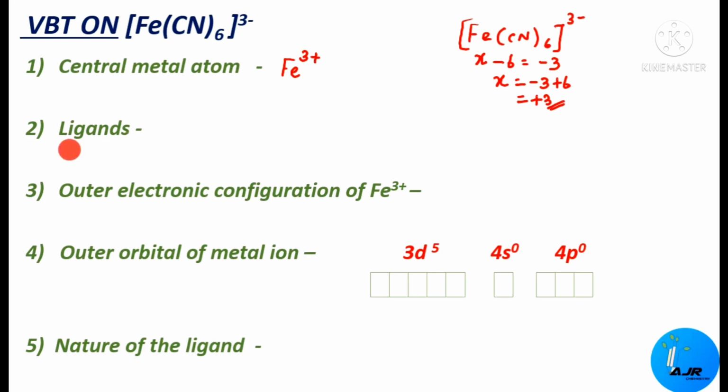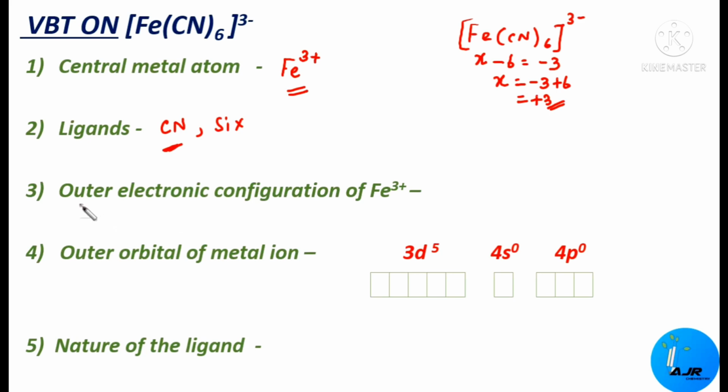Now next is the ligand. What is the ligand present here? It is the cyanide ion, CN-. How many ligands are there? There are 6 ligands. So CN- is the ligand and there are 6 in number. This Fe3+ is surrounded by 6 CN- ions. Understood? So they are the ligands.